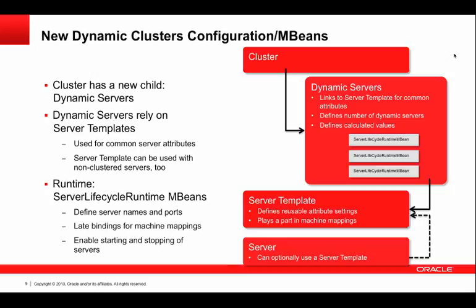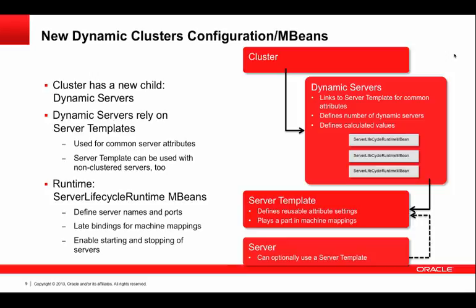Under the covers, there are a few changes to MBeans that make all of this work and that make all of this available through the administration console, through WebLogic scripting tool, and through JMX. The cluster configuration MBean now has a new child MBean called Dynamic Servers. The Dynamic Servers MBean stores attributes that define the behavior for the dynamic managed servers in the cluster, including the managed server name prefix, listen port calculations, machine mappings, the number of dynamic servers to create, and a link to a server template. More on server templates in a moment.